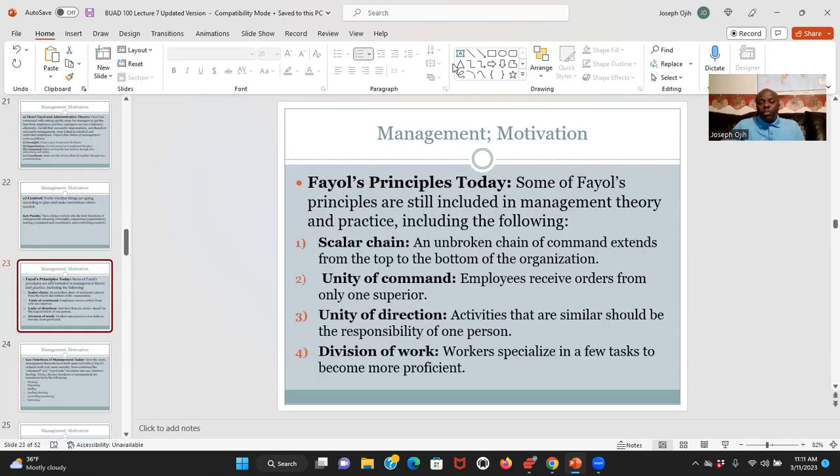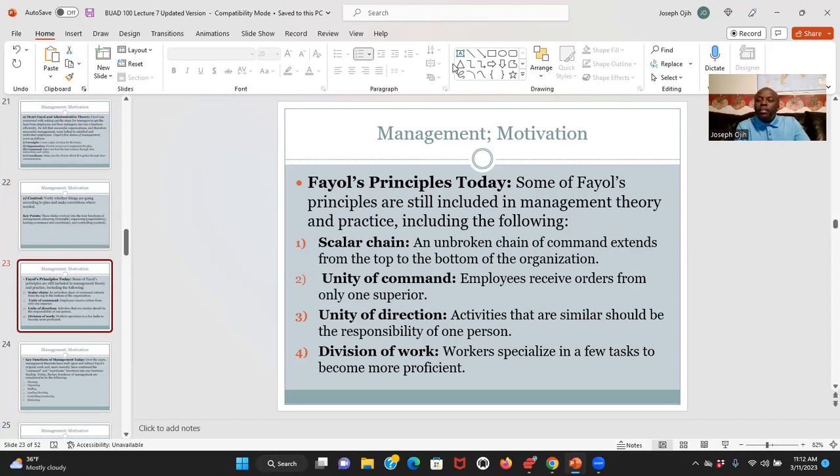So let's look at Fayol's principles today. How are we using them? Because all these things are scientific, and because they are scientific, they have improved the organizational process a lot. So it is only natural that organizations will continue to adopt those principles. If you look at Fayol's principles today, they are still included in management theory and practice, and they include the following: scalar chain.